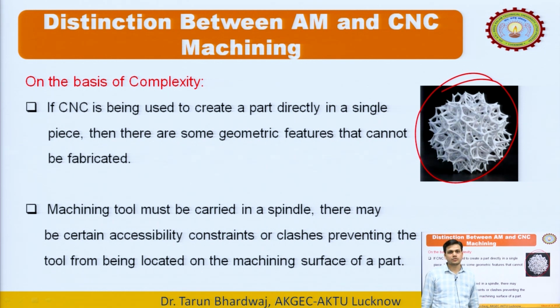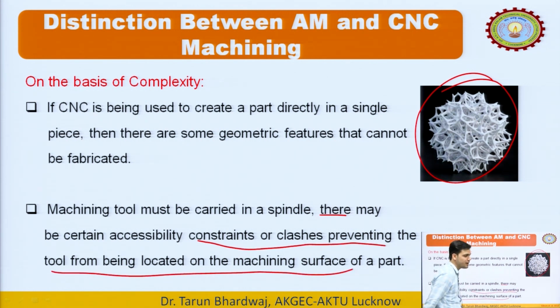Okay, so machining tool must be carried in a spindle. There may be a certain accessibility constraint or the clearance preventing the tool from being located from the machine surface of a part. तो these are basically the constraints of the CNC machining, जहाँ पे कि additive manufacturing का advantage है. Okay.